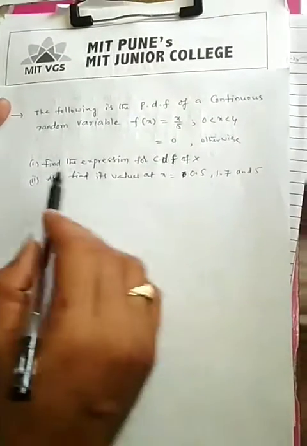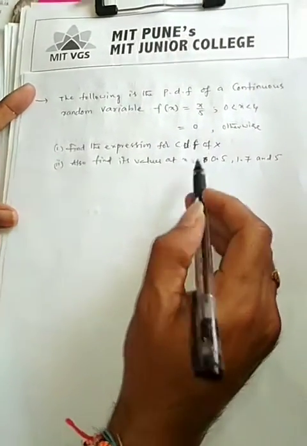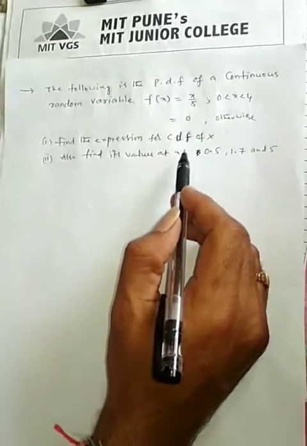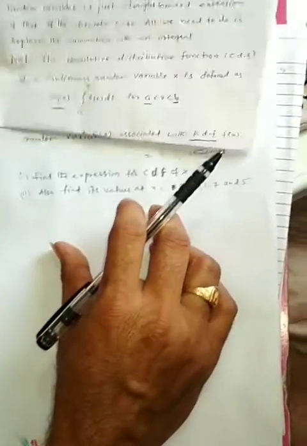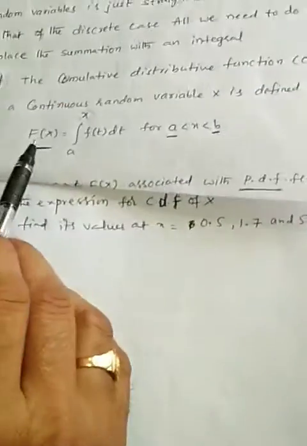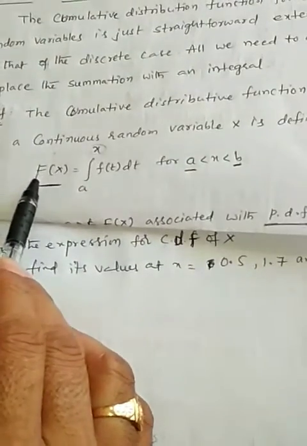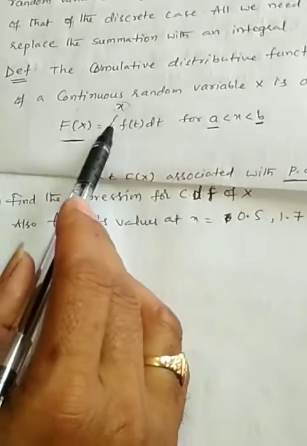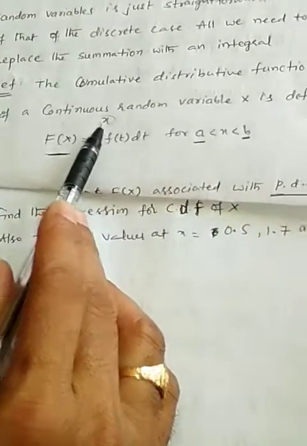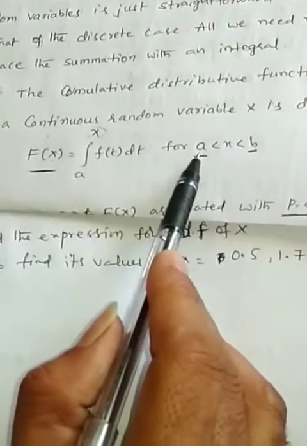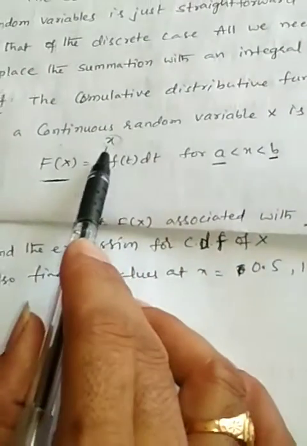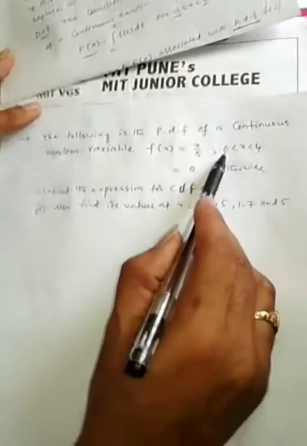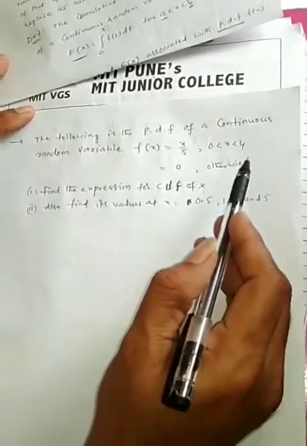So here we first require the expression of the CDF. The function is f(x) equal to x by 8. Now, the CDF definition we already explained in the previous section: F(x) is equal to the integral from a to x of f(t) dt. The lower limit is the small a, and the upper limit is x. So here in this function, the lower limit is 0 and the upper limit is x.